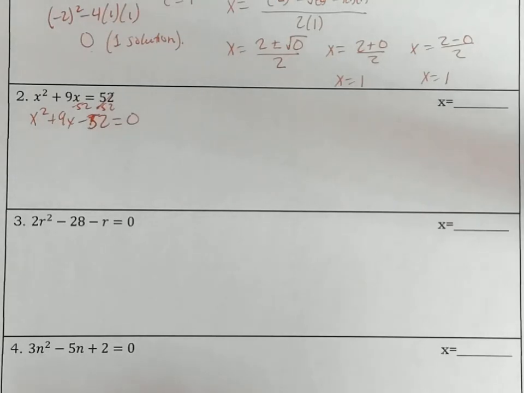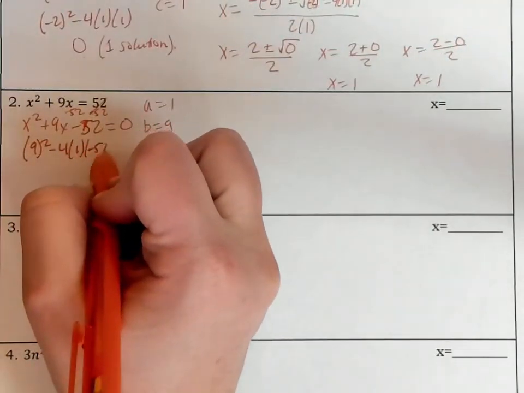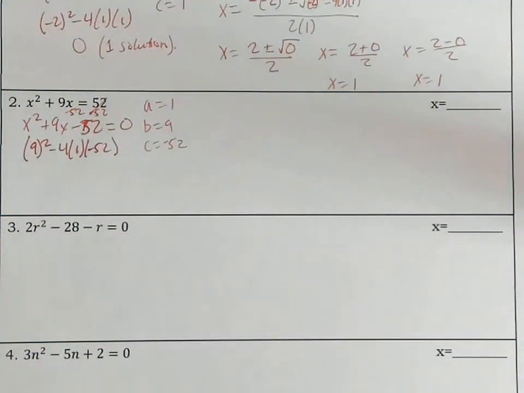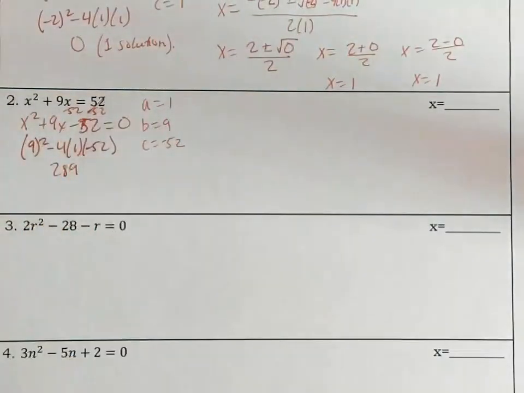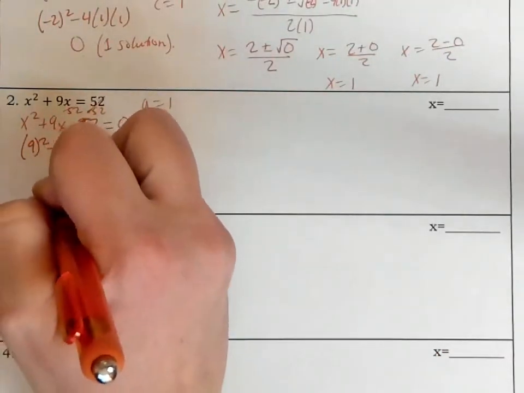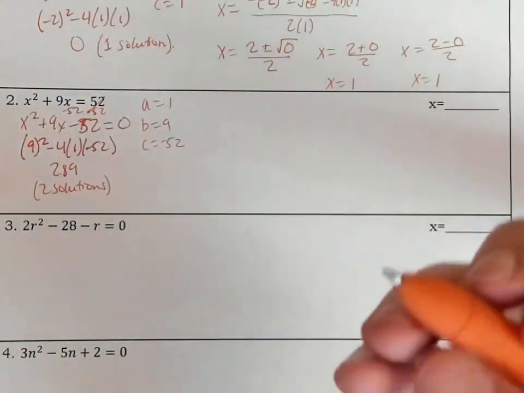So I do need to go back and do my discriminant. So a is 1, b is 9, and c is -52. I'm going to plug those in. I get 9 squared minus 4 times 1 times -52. When I plug that in and I simplify, I get 289, which is a number that's greater than 0. So this is going to have two solutions. So I'm going to go ahead and plug it in and start that process.